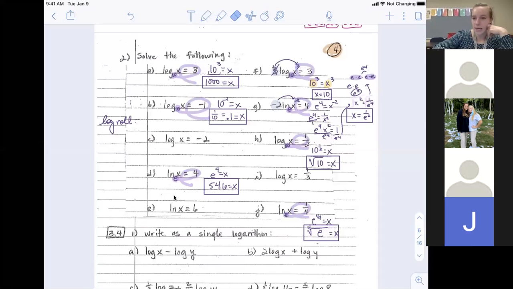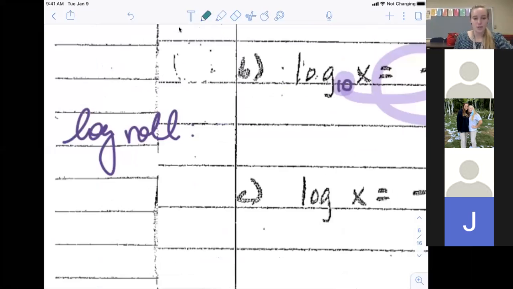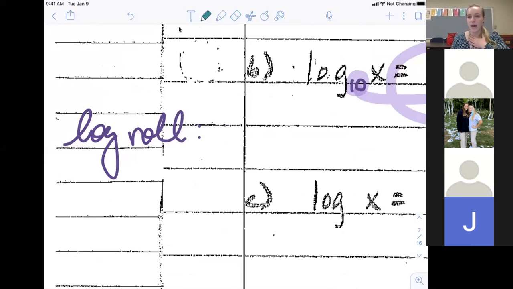Okay, so today we are doing a quick review of 3.3 and then we are going to get into 3.4. As I said, we did not finish it last class, so we'll probably finish it the next time I see you guys. The one review I want to do is the log roll. That's what I call moving from logarithmic form to exponential form.